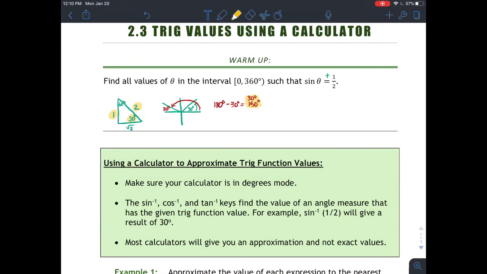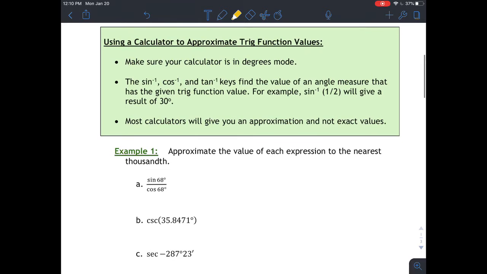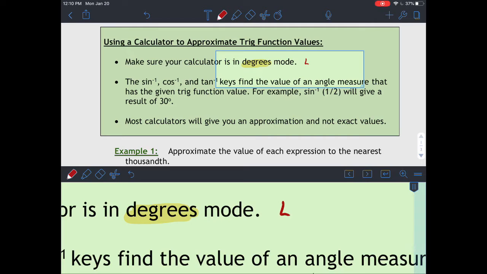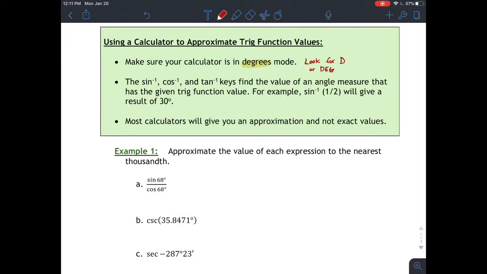Now, if it's not in your special triangles, that's when we're going to need to use a calculator. So, things about using your calculator to get trig function values. First thing that you're going to need to check is to make sure whether or not your calculator is in degrees mode. So you could look on your calculator, some of them have a D that says it's in degrees mode, or a DEG. It should not have an R, because R is for radians that we're going to talk about later.